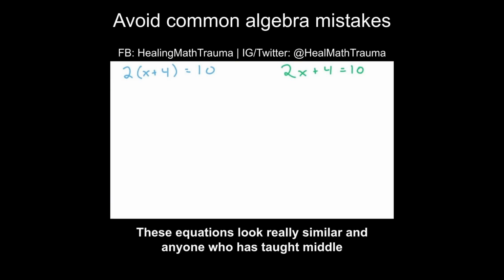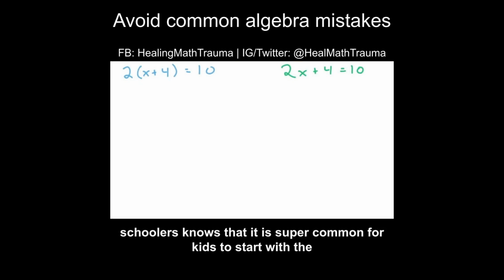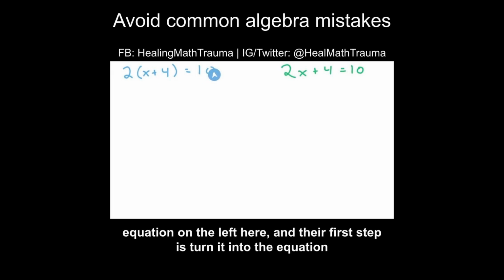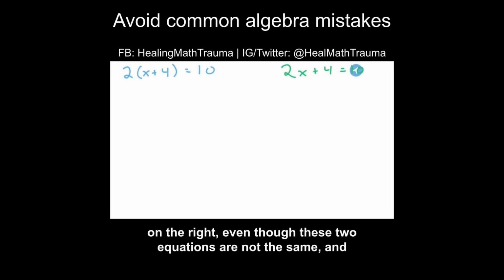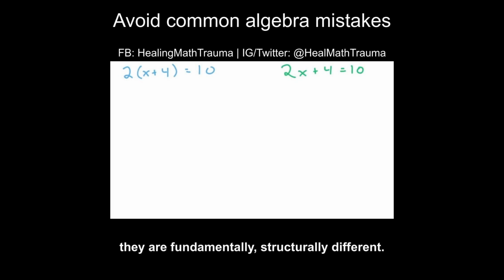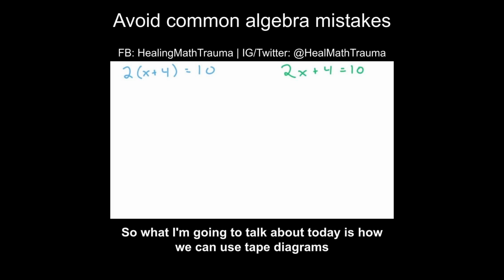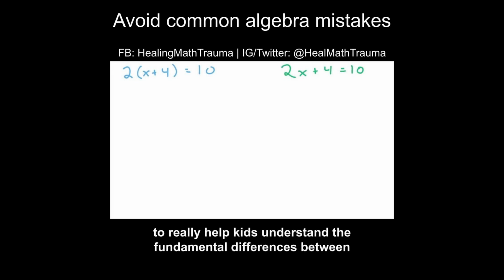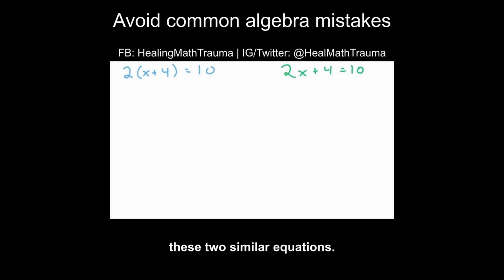These equations look really similar, and anyone who has taught middle schoolers knows that it is super common for kids to start with the equation on the left here, and their first step is to turn it into the equation on the right, even though these two equations are not the same and they are fundamentally structurally different. So, what I'm going to talk about today is how we can use tape diagrams to really help kids understand the fundamental differences between these two similar equations.